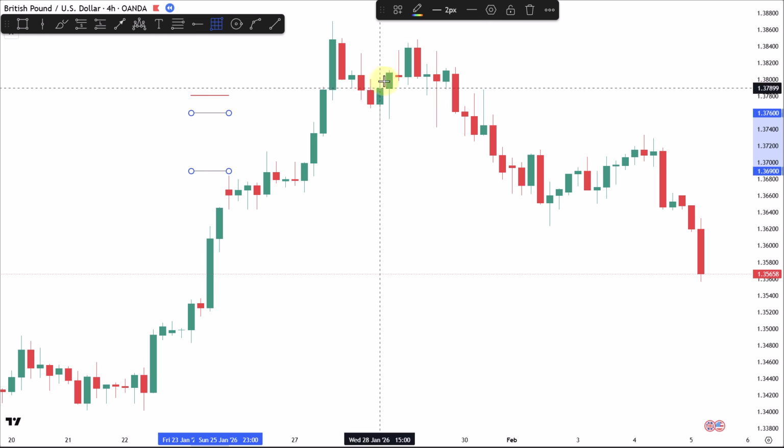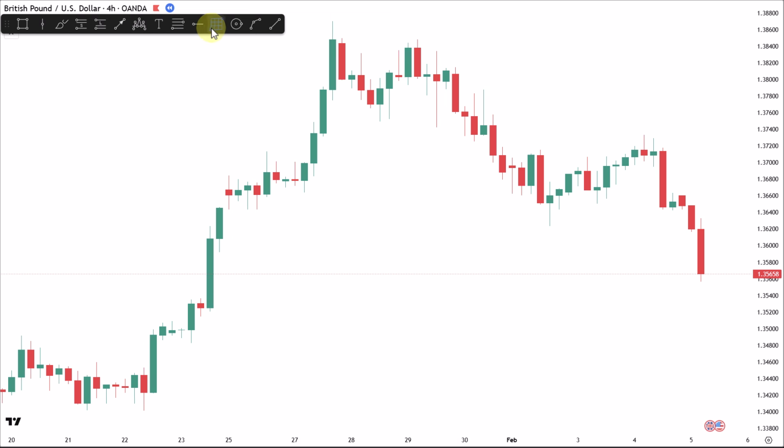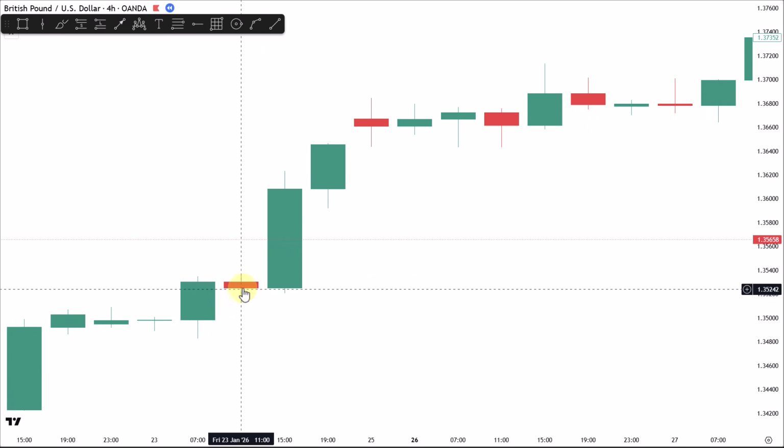You don't see much. The reason is that I've changed the settings. You can pause the video. And the only thing you need is actually the 0, the 1, and the minus 0.3. I'll show you this in a moment. So what we do with this box is that we zoom in on our consolidation candle before the outlier candle.